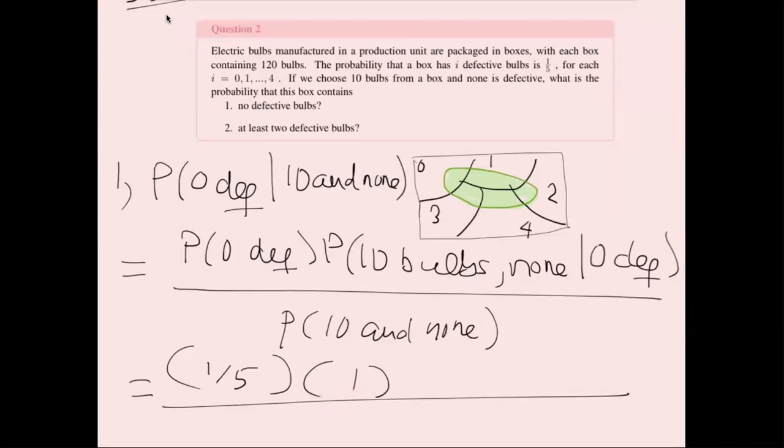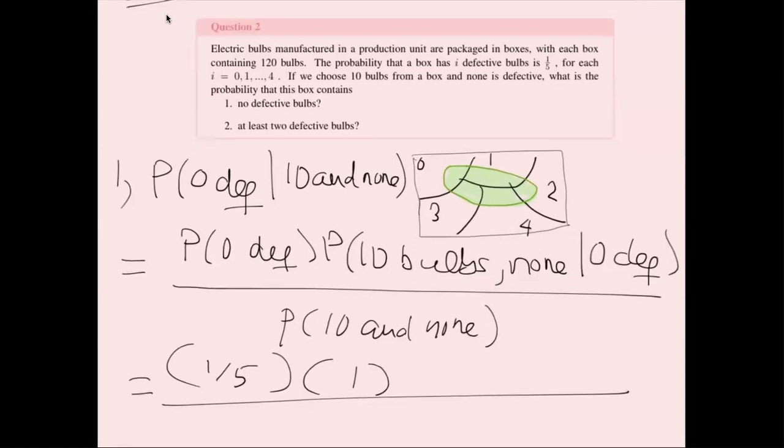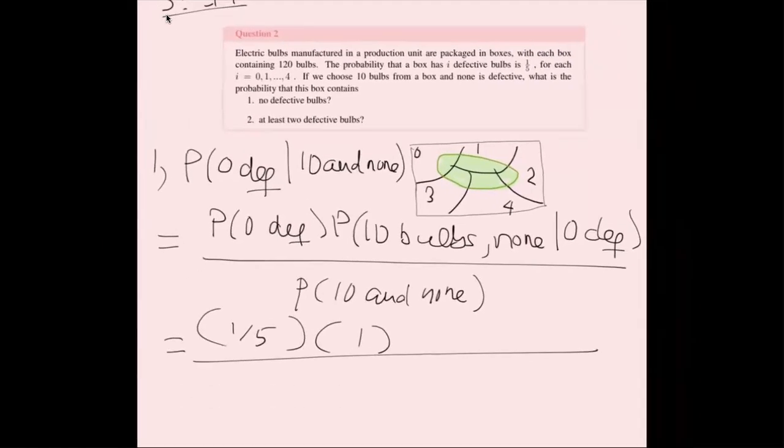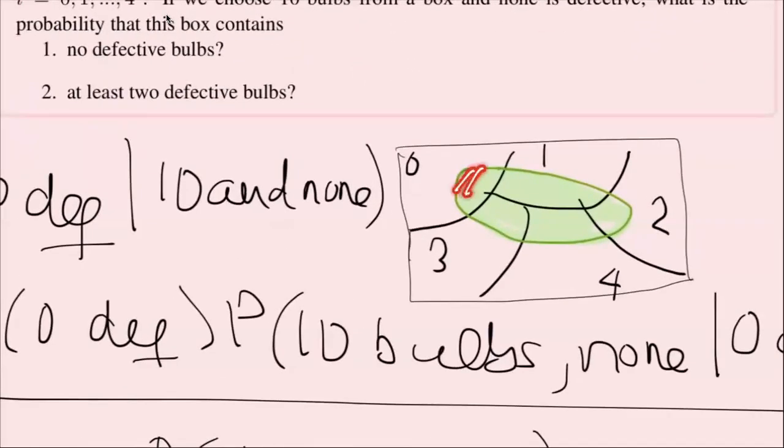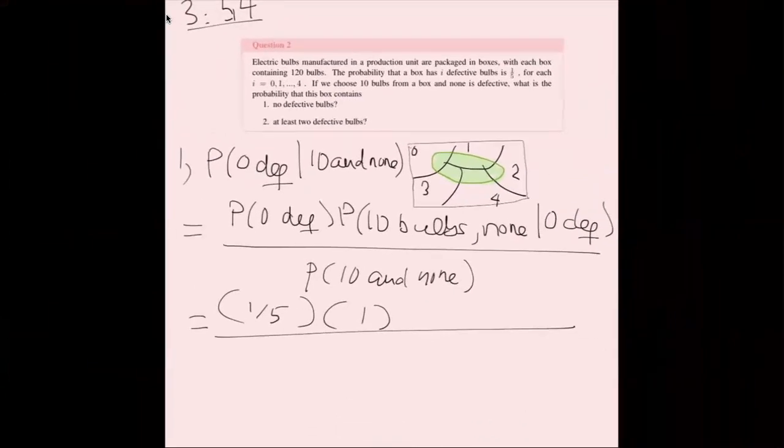And now calculating the denominator, it is pretty long. You will have to think about it. The probability that you take 10 items and none of them is defective means that you want to calculate the whole circle here. But in order to do that, you will have to calculate this area, and then you add this area, and then you add this, and add this, and add this, which means you have to calculate 5 distinct regions and then add their probabilities together.